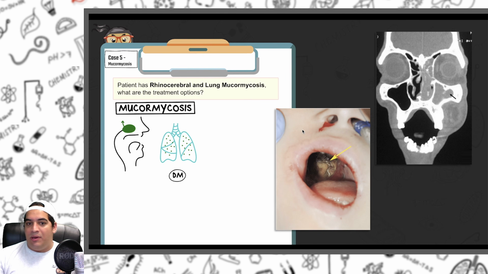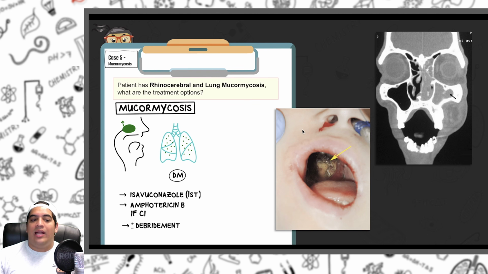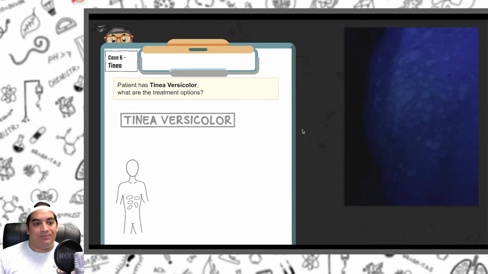All right, patient has rhinocerebral and lung mucormycosis, really nasty type of infection. People who are at high risk for this are patients who are diabetic or HIV positive. In this situation, what's the preferred treatment for mucor? It would be isavuconazole. That's first line. Other ones would be amphotericin B if they're contraindicated for taking isavuconazole. And then you need to consider debridement of the infected area.